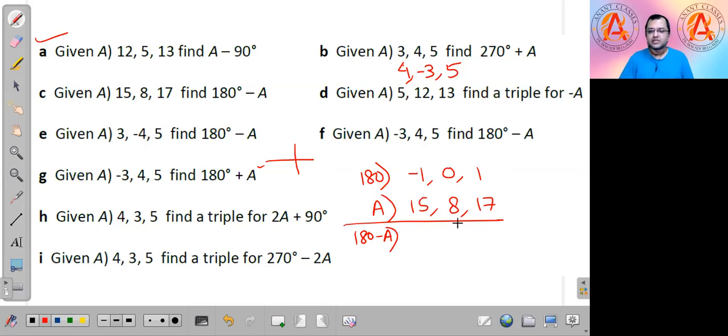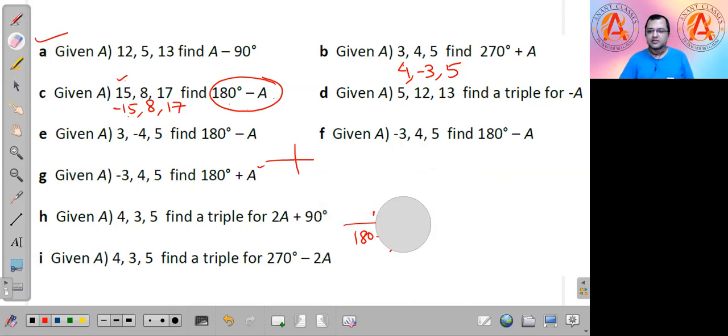So this side we have minus 15 and 0. So this will be minus 15. And here 0 minus of minus 8. See, this is subtraction. So 0 minus of minus 8 will become plus 8. And here 17. So minus 15, 8, 17. Another shortcut is, whenever you are doing 180 degree minus the angle, only the sign of the first number will reverse. That's the shortcut for 180 minus A. The other two will remain the same.